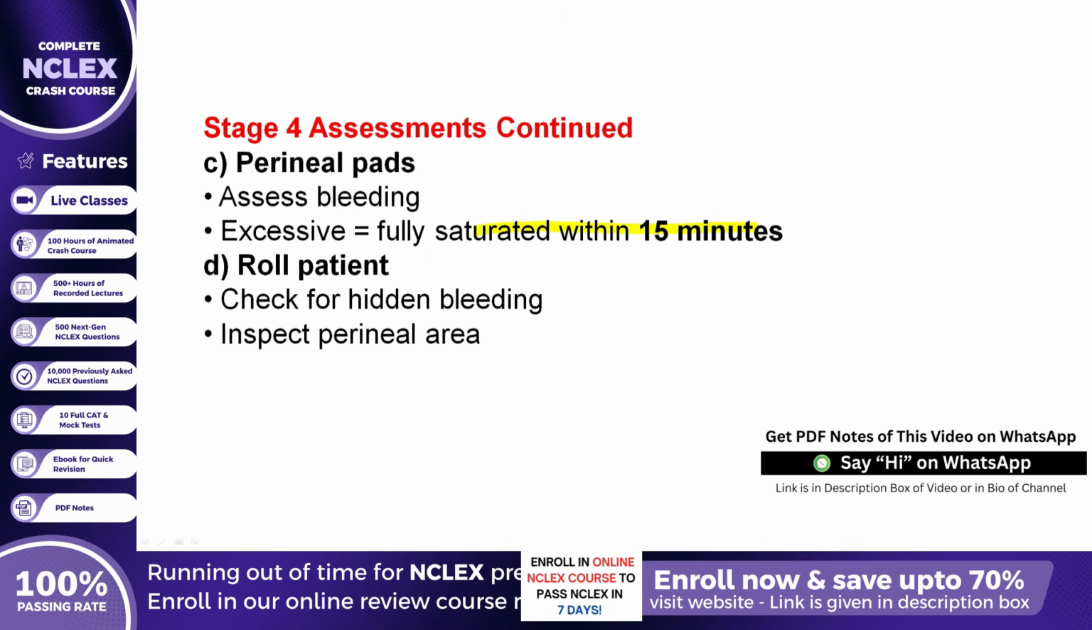After that, we roll the patient to check for hidden bleeding and inspect the perineal area carefully for any signs of concealed hemorrhage. As we shift into postpartum assessments, remember that these checks are usually done every 4 to 8 hours depending on the client's stability.